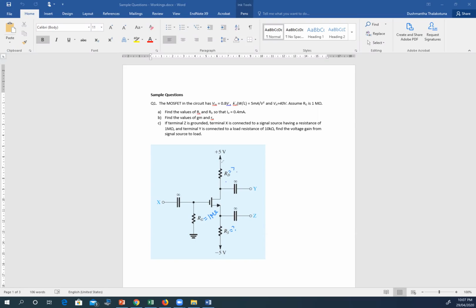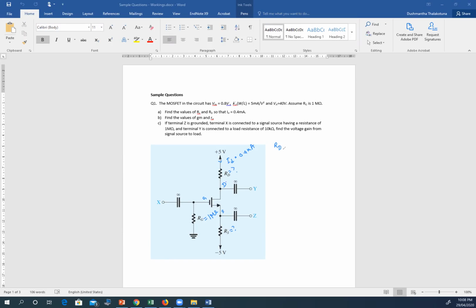Now it's given that ID, the current that goes into the drain, equals 0.4 milliamps. We define a few points. So this is the drain, I'll say it's D, and that's the gate, and that's the source. Okay, so the first thing I want to find is RD.